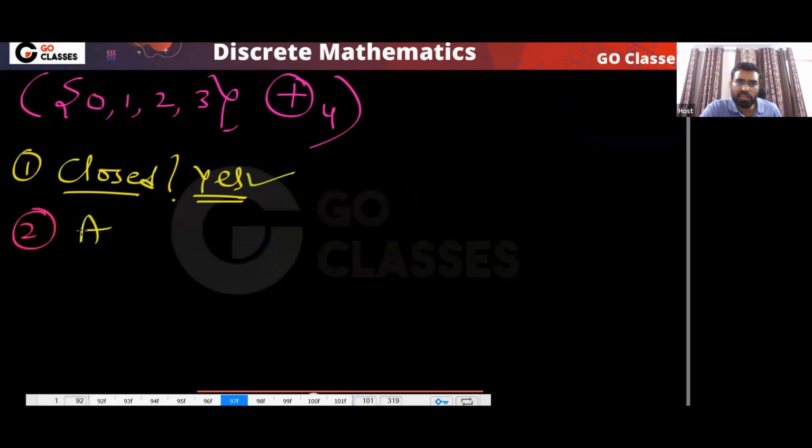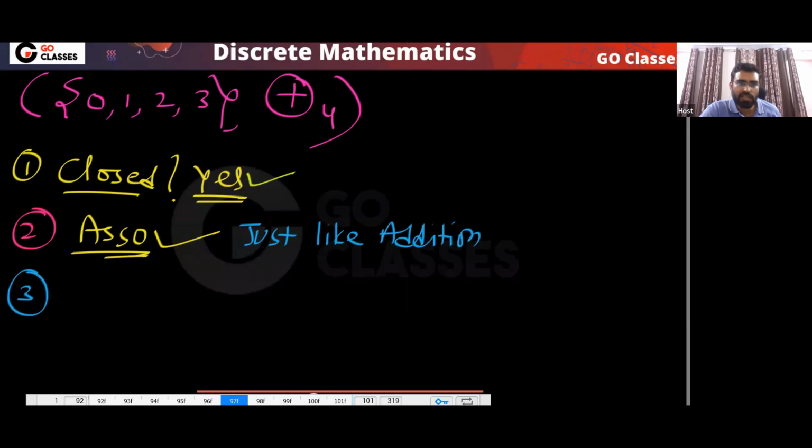And what about associative? This is associative because this is simple addition, and addition is associative. This is actually addition followed by modulo 4. First you add, then you find the remainder. So this is associative because it is just like addition.